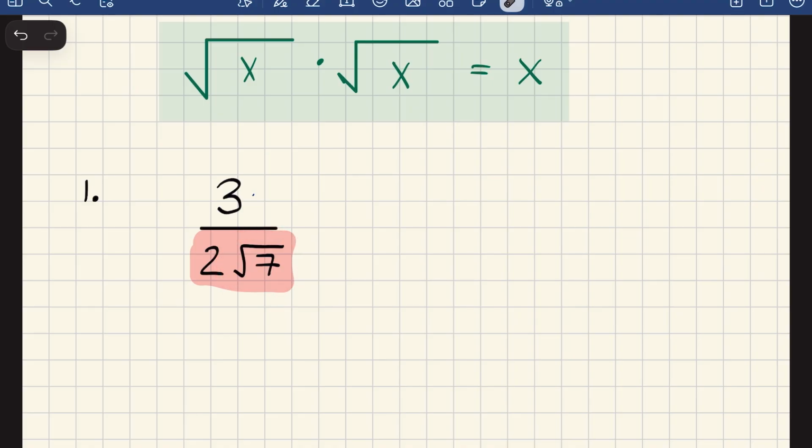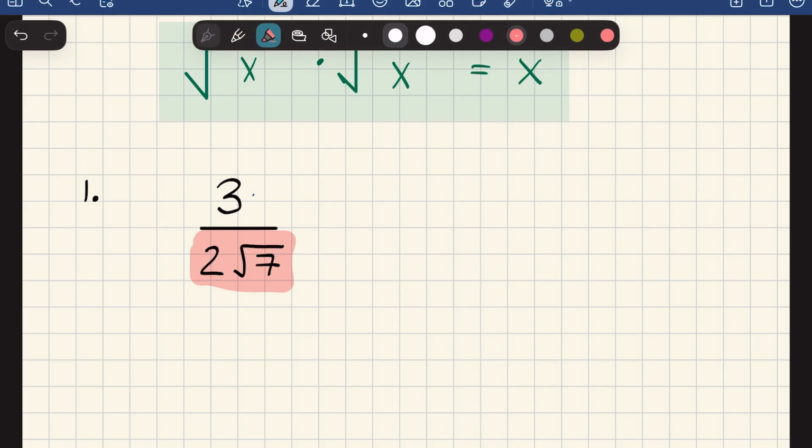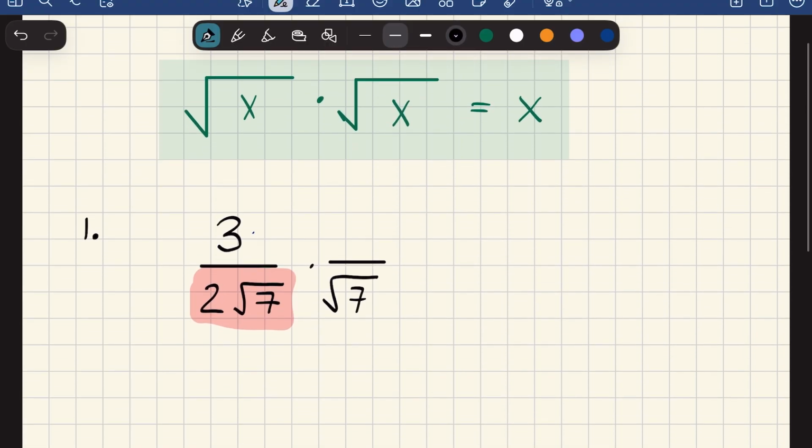So, as we mentioned before, to get rid of this square root, we can multiply it by itself. So do square root 7 times square root 7, and as we explained previously, that'll just give the number inside of the square root itself. So, to do this, we must multiply by square root 7 in the denominator. But if we're doing something in the denominator, to not change the actual value of this expression, we need to repeat this in the numerator as well.